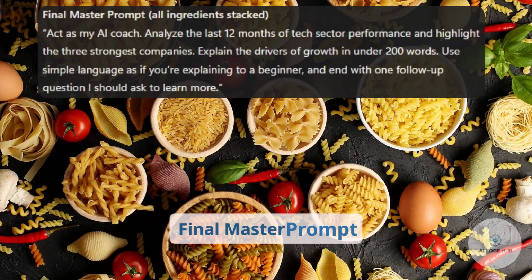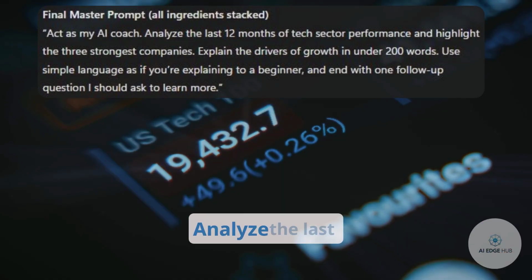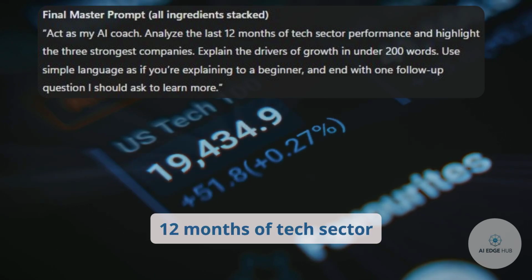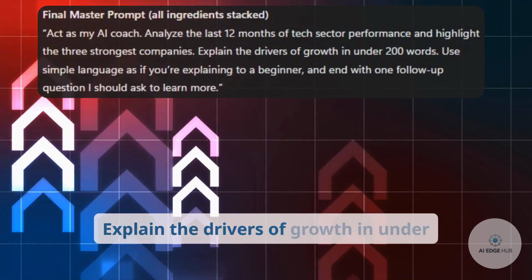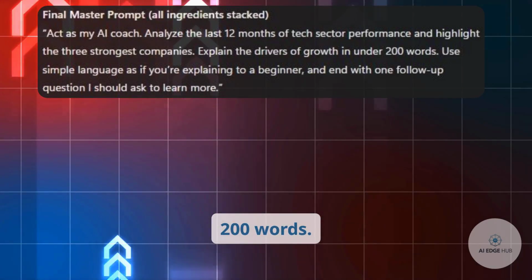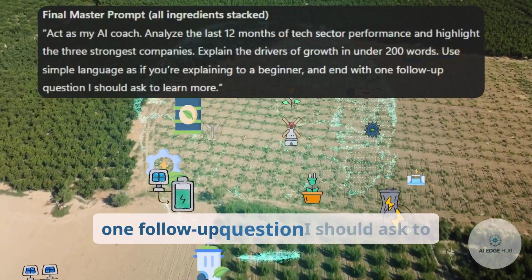Final master prompt. All ingredients stacked. Act as my AI coach. Analyze the last 12 months of tech sector performance and highlight the 3 strongest companies. Explain the drivers of growth in under 200 words. Use simple language as if you're explaining to a beginner, and end with one follow-up question I should ask to learn more.